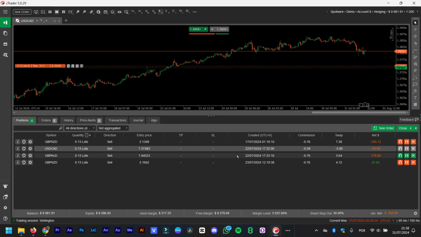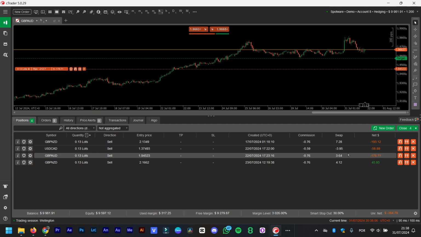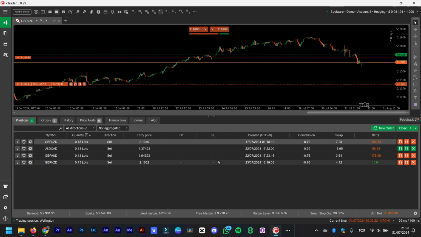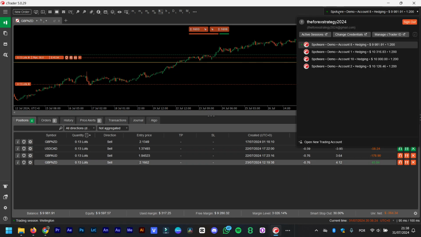USD CAD. GBP AUD. That's negative, and if that goes up a little more, like let's say 200 something or 300 something dollars negative, then I'm going to open another trade to increase the average price. But I'm not going to be doing that every single time forever, just as of right now. Okay, so that's account number 8.